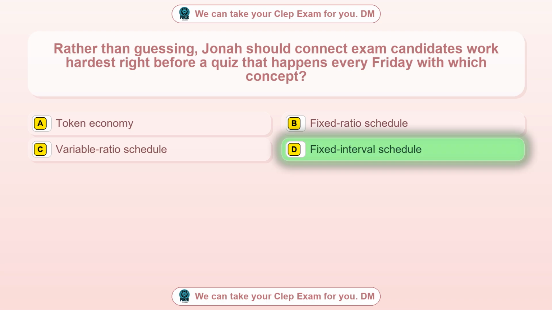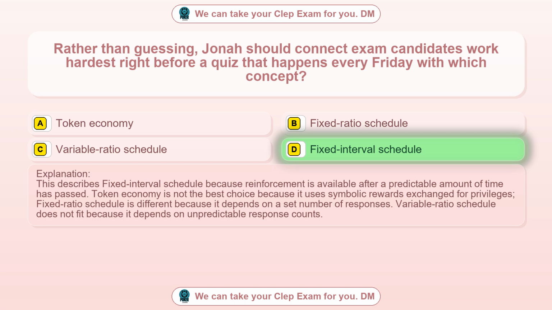The correct answer is option D, fixed interval schedule. This describes fixed interval schedule because reinforcement is available after a predictable amount of time has passed. Token economy is not the best choice because it uses symbolic rewards exchanged for privileges. Fixed ratio schedule is different because it depends on a set number of responses. Variable ratio schedule does not fit because it depends on unpredictable response counts.